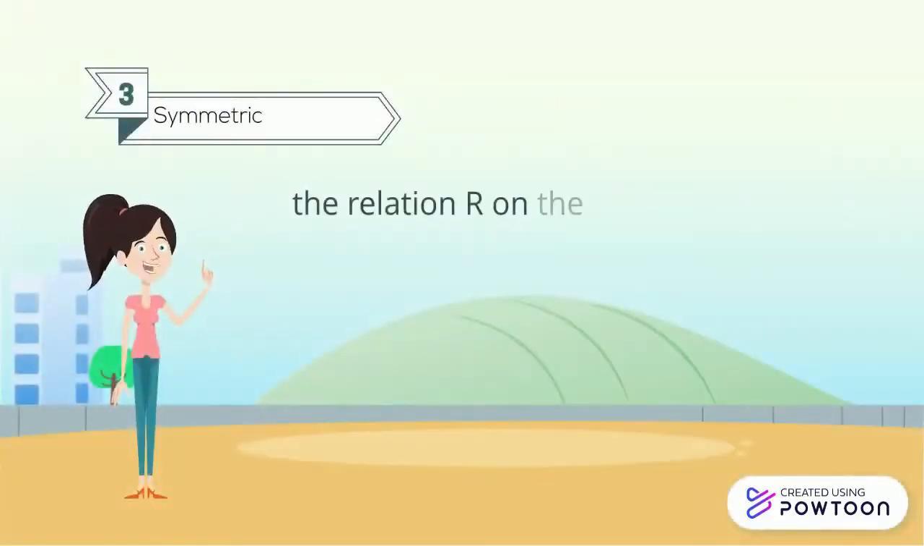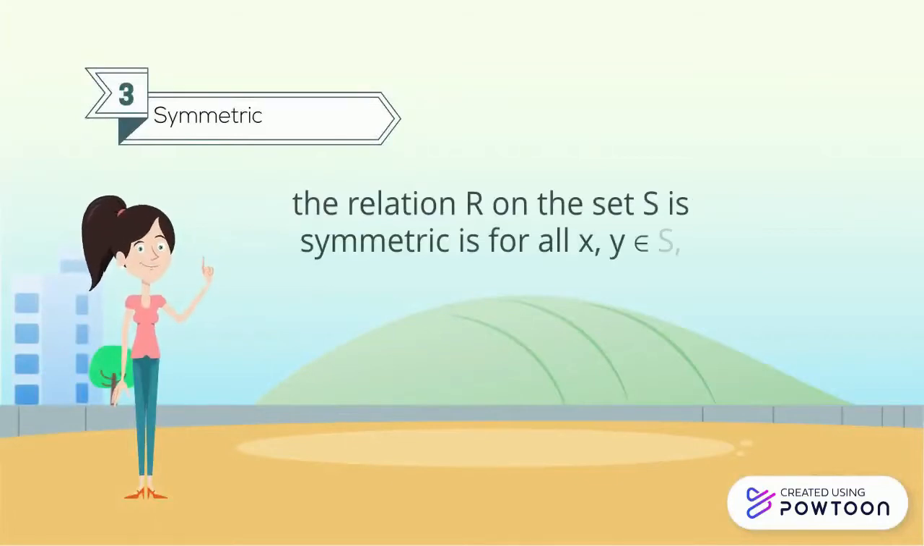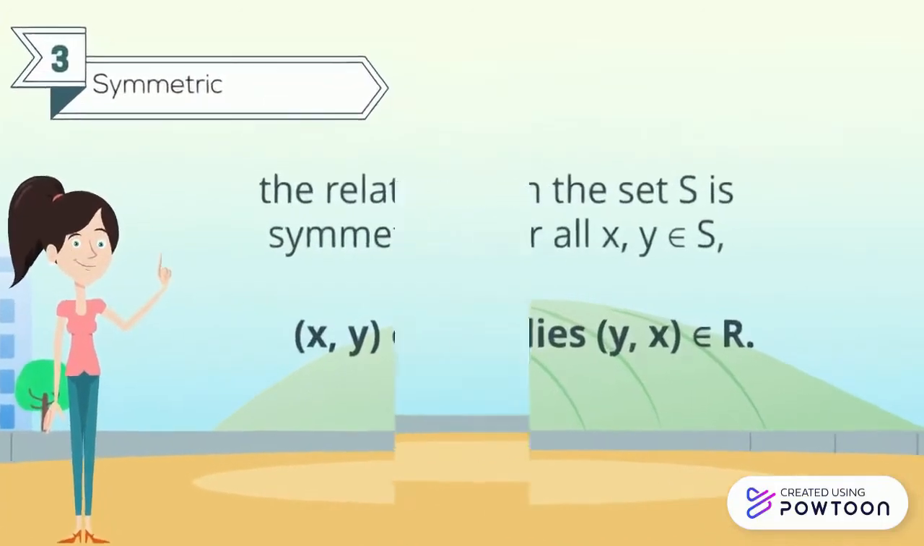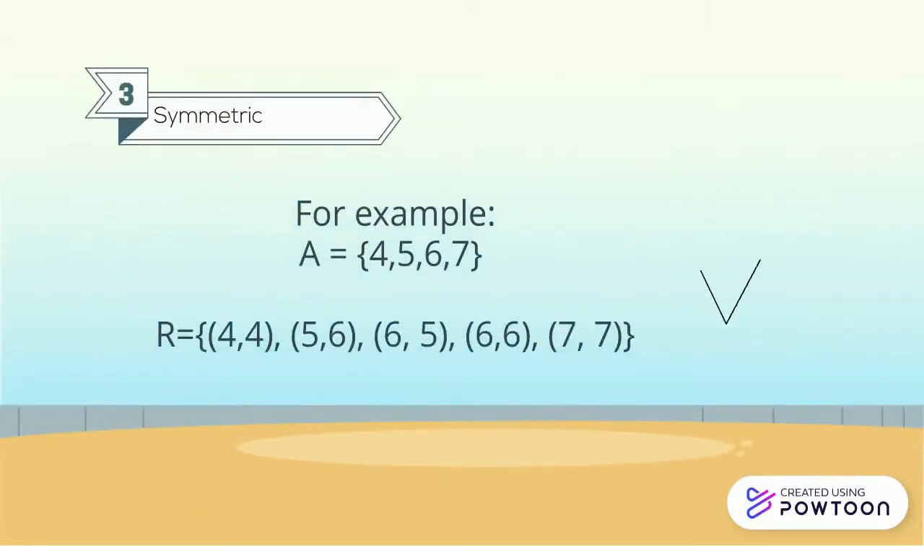The relation R on the set S is symmetric if for all (x, y) that is an element of S, (x, y) an element of R implies that (y, x) is also an element of R. For example, the relation R is considered symmetric because (5, 6) exists, which implies that (6, 5) exists.